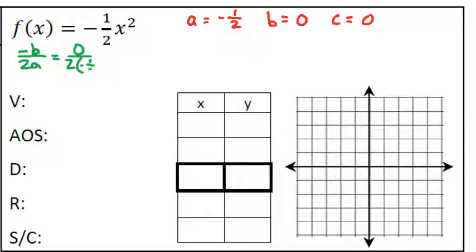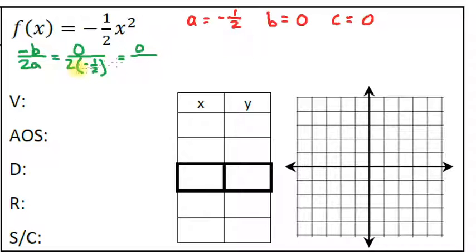I should write that a little bit neater. 2 times negative 1/2. All right? Well, you should know already, class, mathematically, that 0 over anything is just 0. 0 divided by any number is equal to 0. We can keep on going here.